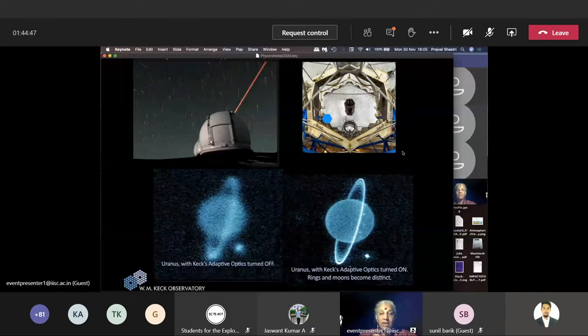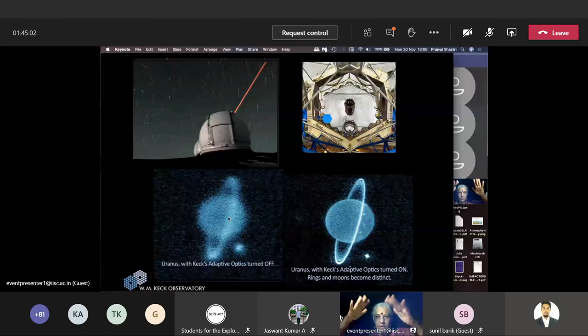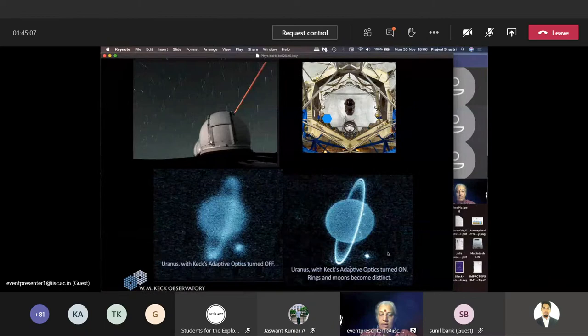And this shows the planet Uranus and its rings, and on the left is an image taken just with the Keck telescope and without this technique of compensating for the atmospheric distortion, and on the right is an image taken with that compensation, and you can see the improvement.